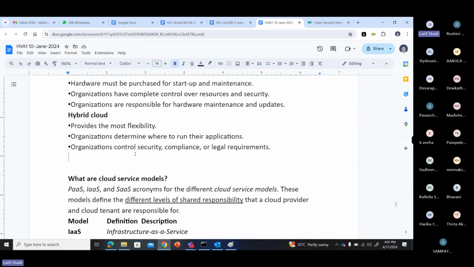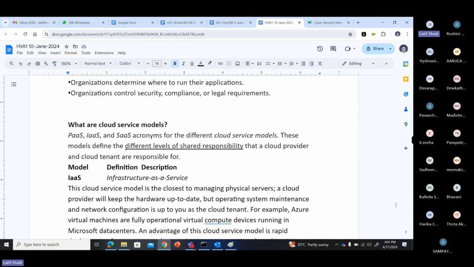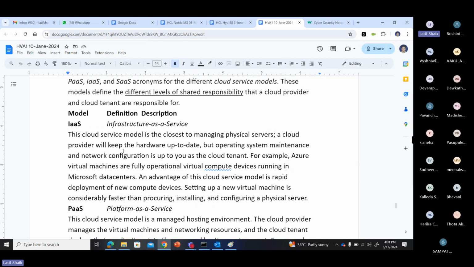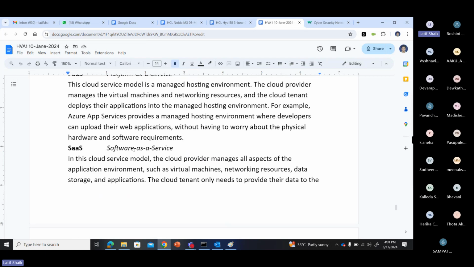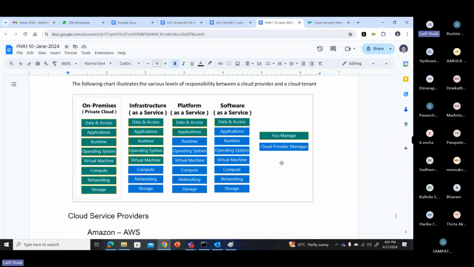Three more services are there. Okay, three services: Infrastructure as a Service, Platform as a Service, Software as a Service. Guys, you go to the Software as a Service. I will actually have to start from here to here, but I will go for first.